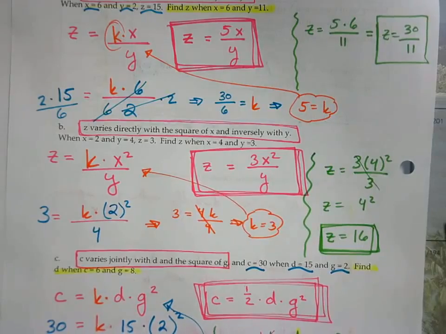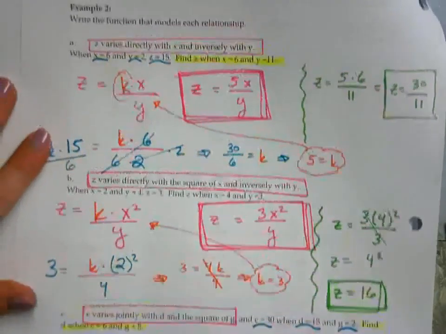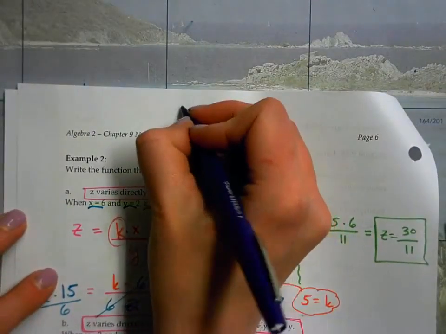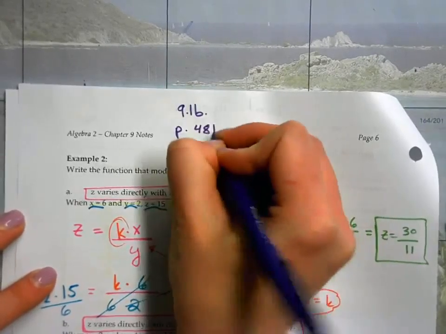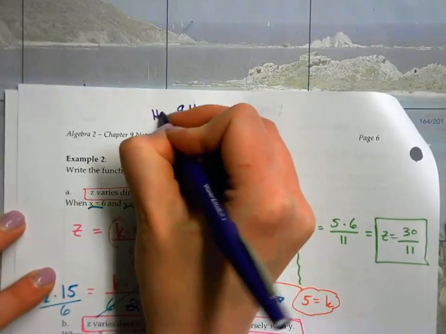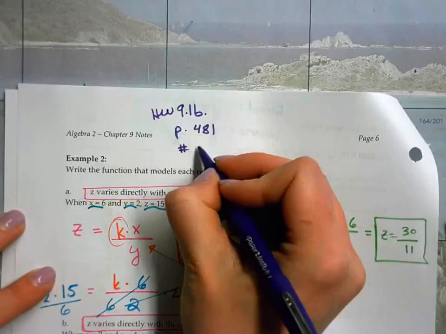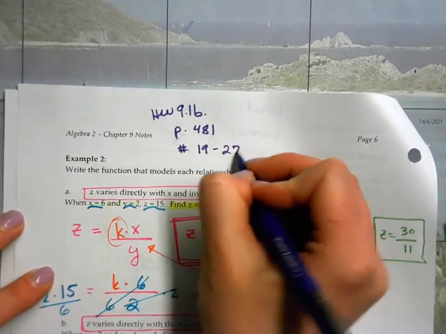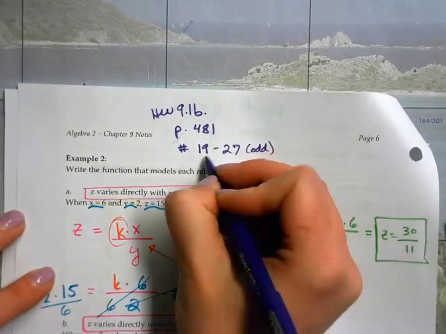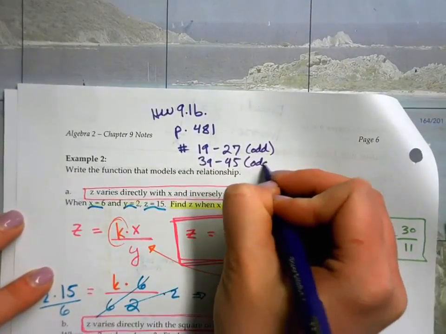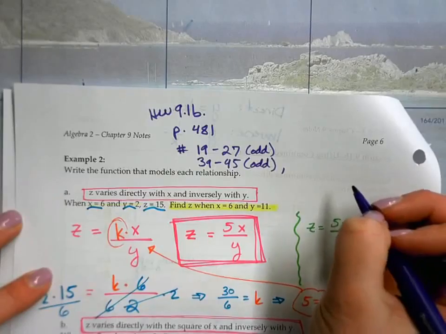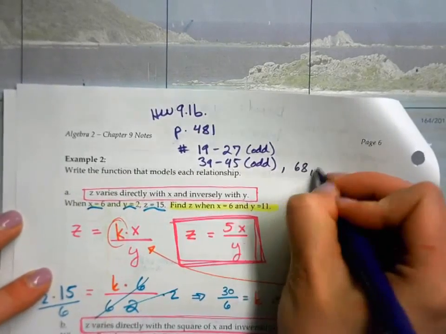Let me show you your homework really quick so you have that. Homework for this section, 9.1b, is page 481, numbers 19 through 27 odd, 39 through 45 odd, and then 68 and 69.